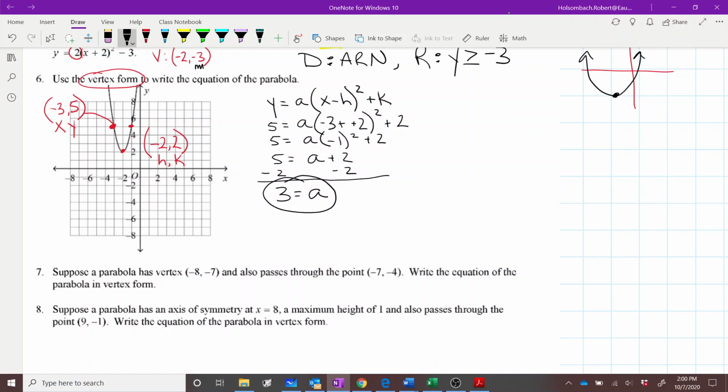We've got our 3 equal to A, and we have our H and our K. So we're going to go back to vertex form, and we're going to substitute everything except for the X and the Y. So here's our equation in vertex form of this parabola. We can say that Y is equal to 3 times (X plus 2) squared plus 2.